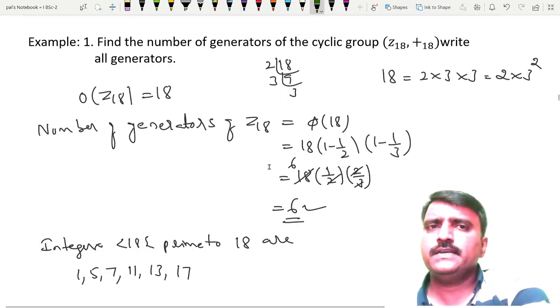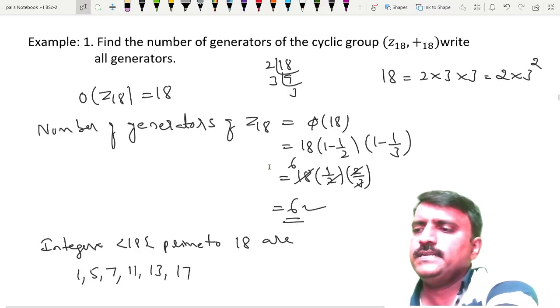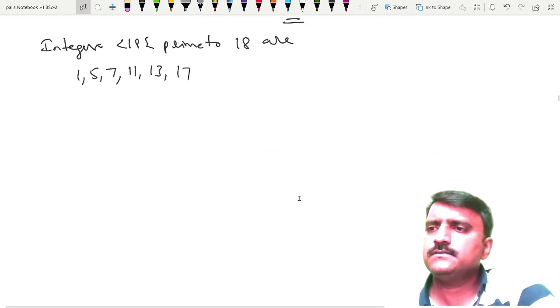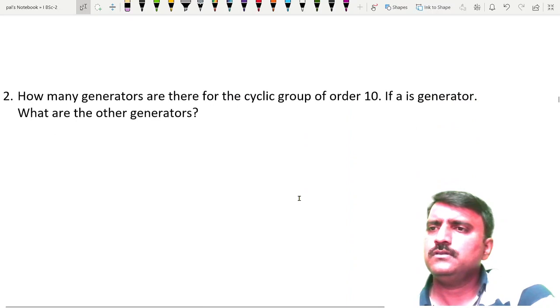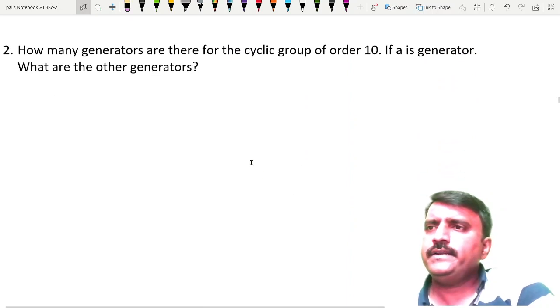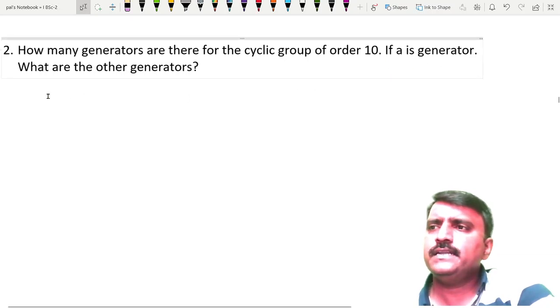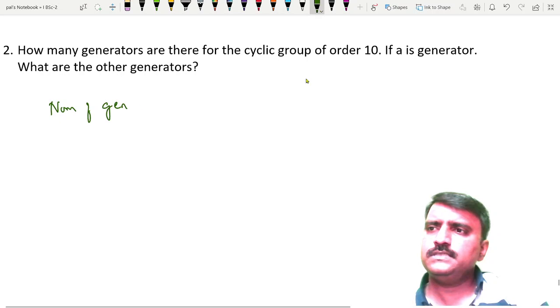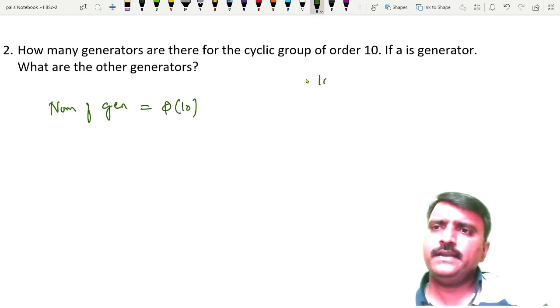So like this we can find the number of generators and those generators. So how many generators are there for the cyclic group of order 10? If A is the generator, what are the other generators? So first we take the number of generators. The number of generators is equal to phi of 10. So you can write 10 as 2 into 5.